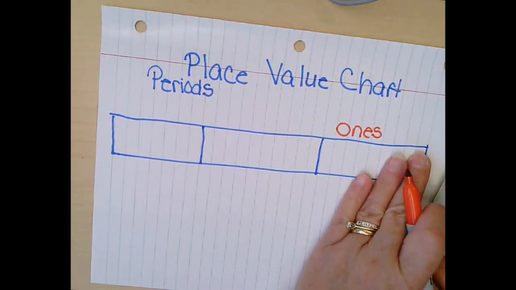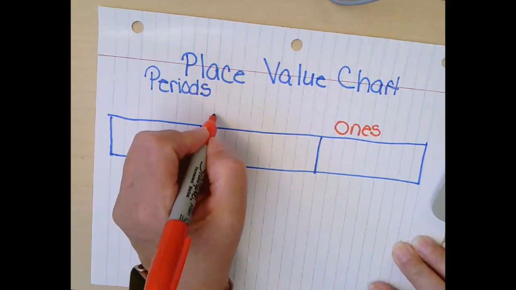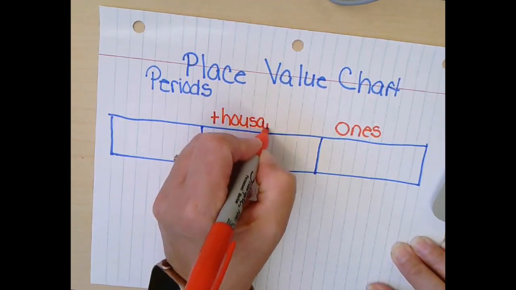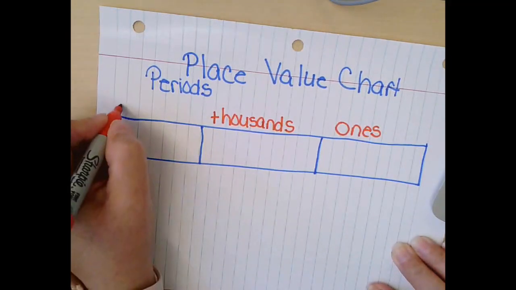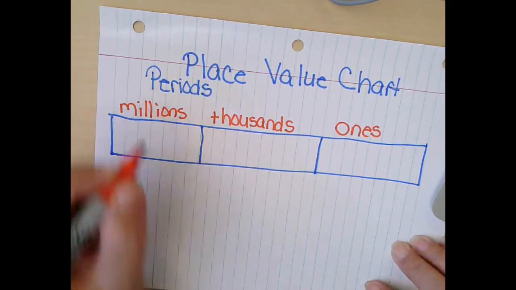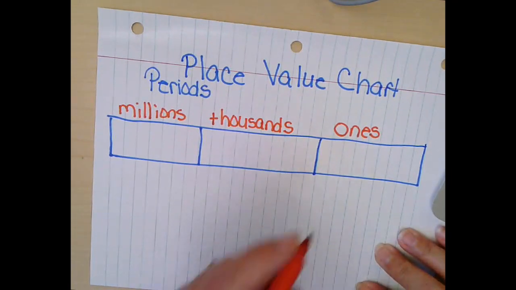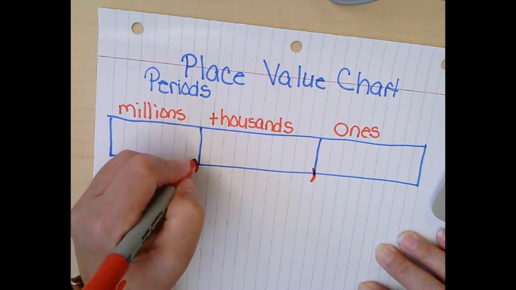So our first period on the right is our ones. Our next period is our thousands. And the last period that we're going to talk about in the 4th grade is our millions. Okay, we also need to go ahead and put in some commas. This is our thousands comma, this is our millions comma.